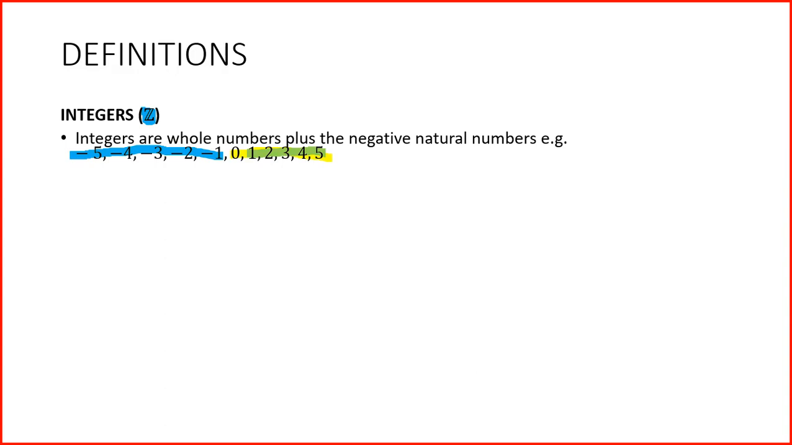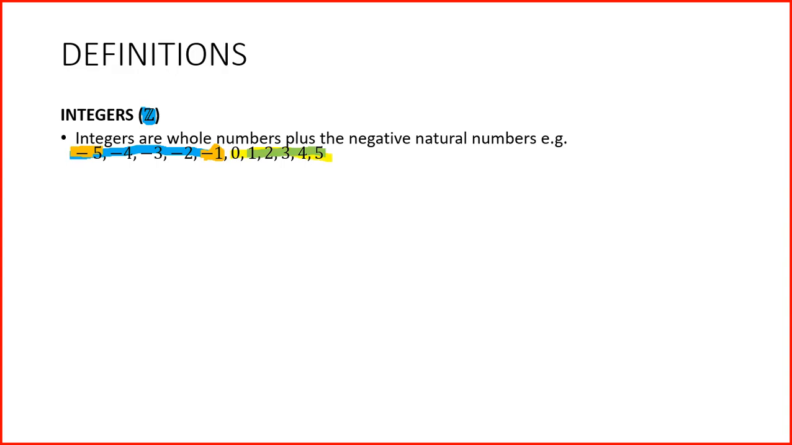Integers are just your whole numbers plus the negative natural numbers. Now, when I get here, I normally ask my students: between -5 and -1, which one is bigger? You might be tempted to say that -5 is bigger.